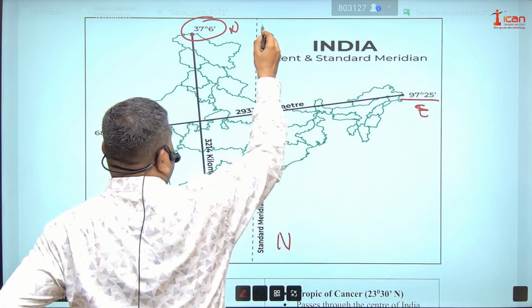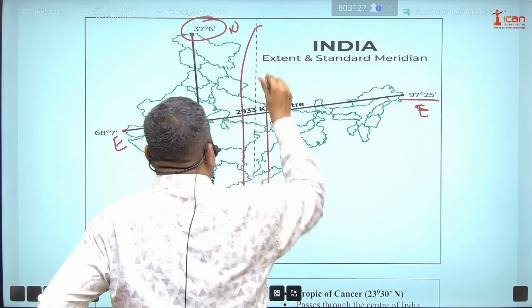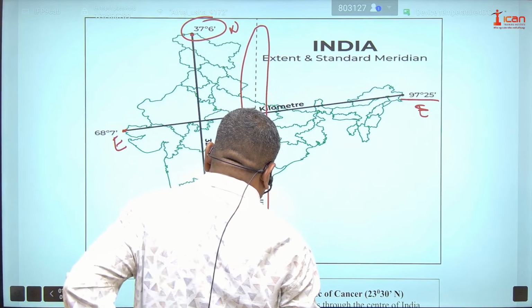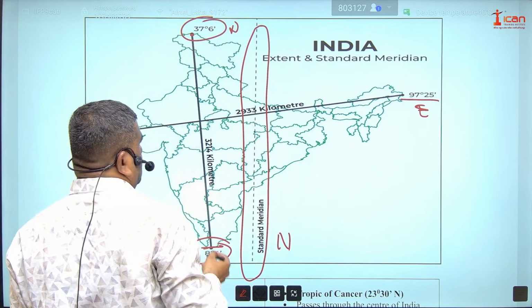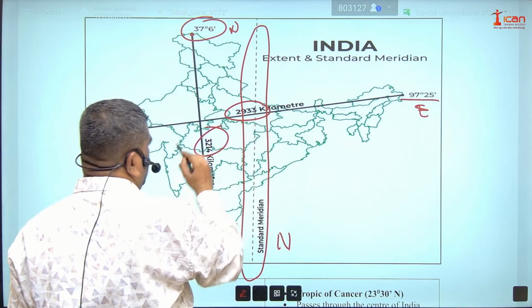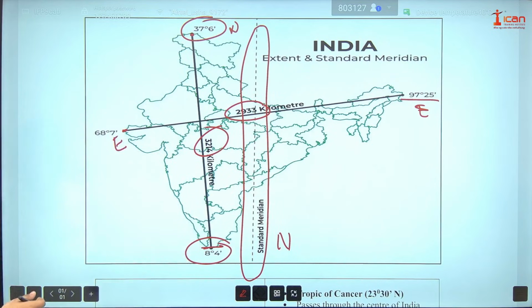Then we have this standard meridian, which is the thing that we use for calculating the time. Then here we have 2009 and 3214 kilometers, that is the extent.